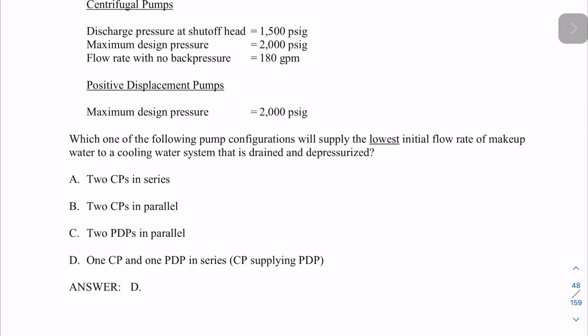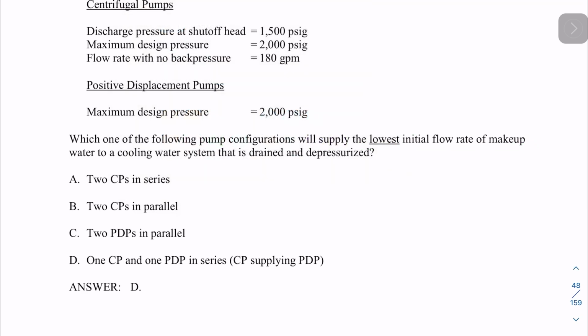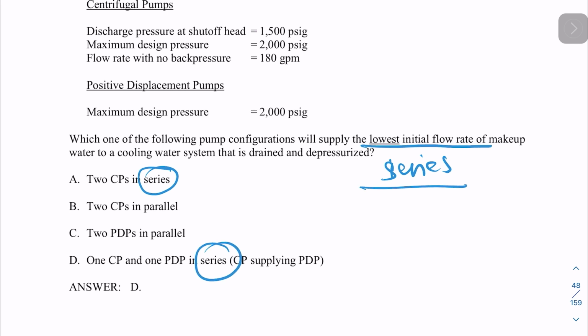This one is gonna be interesting because it's asking for the lowest initial flow rate, right? Which one is gonna give us that? If we're trying to figure out the lowest initial flow rate, we're probably gonna go over some series, right? So which ones are series? This one and this one, right? Because we're looking for the lowest initial flow rate.